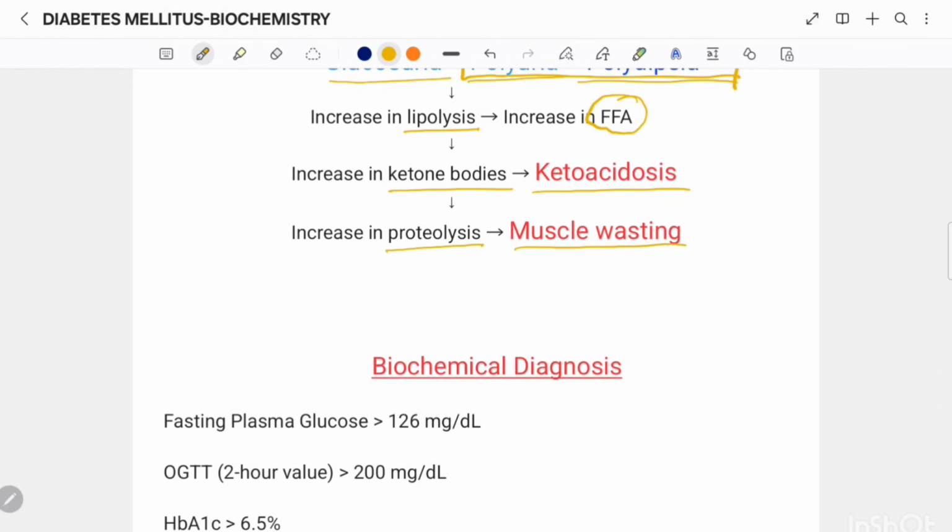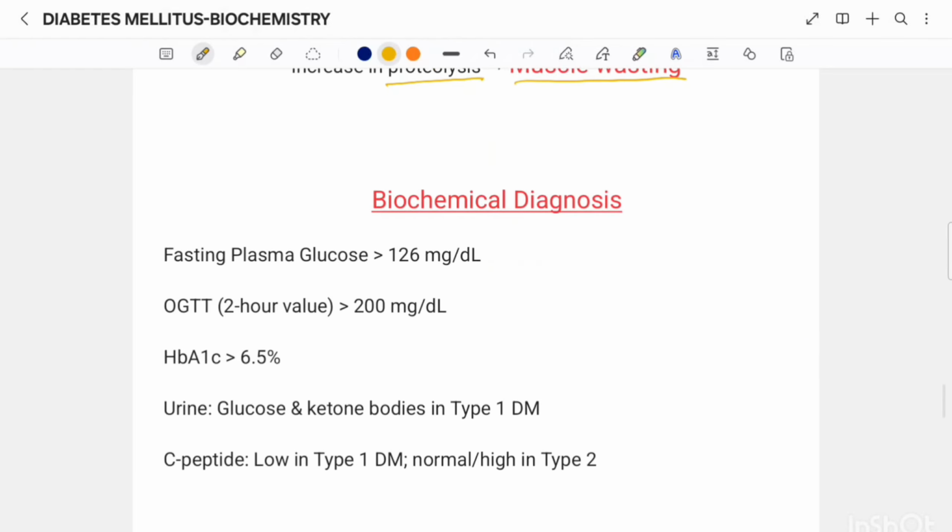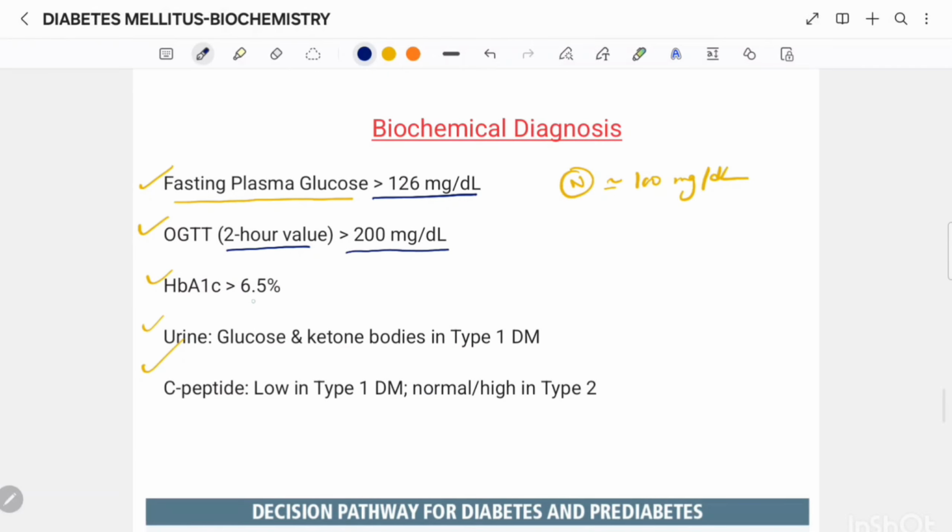Now, how can you diagnose it? So, we have 3 to 4 parameters which we will discuss. First of all, fasting blood glucose. So, fasting blood glucose is normally less than or equal to 100 milligram per deciliter. If it is greater than 126 milligram per deciliter, it is diabetes. Second thing is OGTT, which is greater than 200 milligram per deciliter. Third one is glycosylated hemoglobin, which is greater than 6.5.